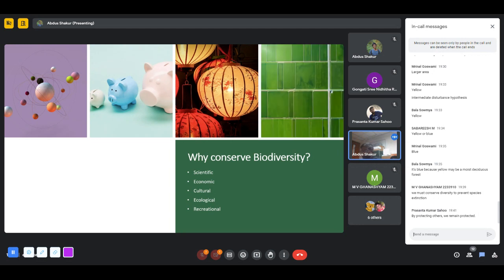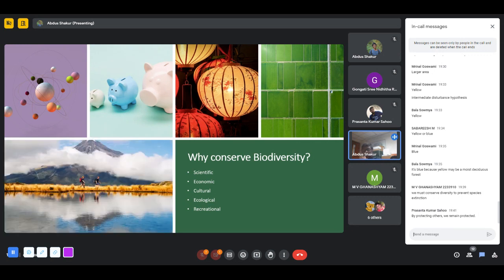Similarly, there are recreational reasons why we should conserve biodiversity. If you go to a tiger reserve, or you just want to go hiking, you watch biodiversity or just go around. So there are different reasons why we should conserve biodiversity, especially in this era, because we are the major reason for the loss of biodiversity.